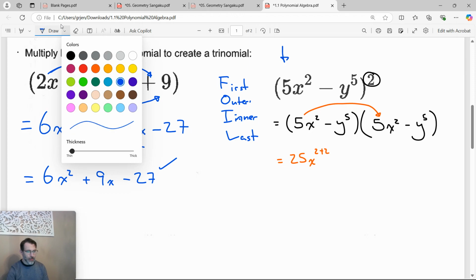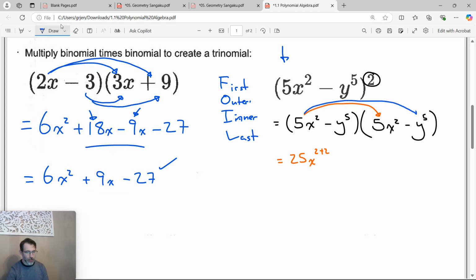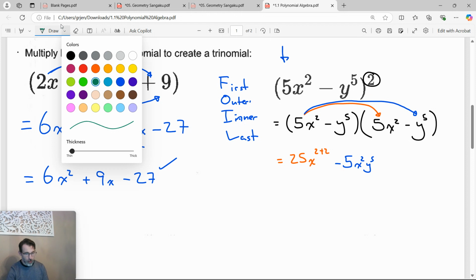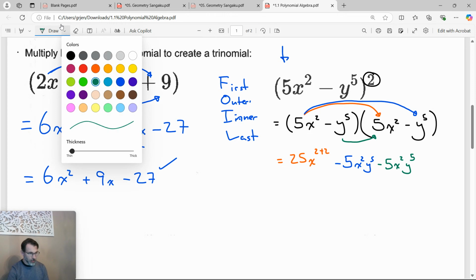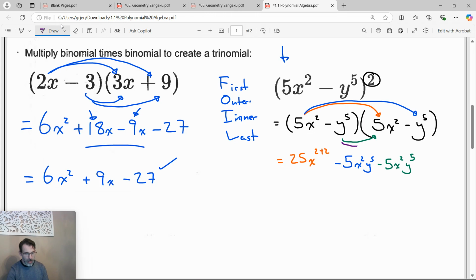Okay. And then we'll do outer times outer. And so that will be minus, because it's negative y times 5. So minus 5 x squared y to the 5. Okay. And then we're going to do inner times inner. That's going to be, oh my goodness, minus 5 x squared y to the 5. And then finally, and when I say finally, I know you mean the last times the last. A negative times a negative is a positive.